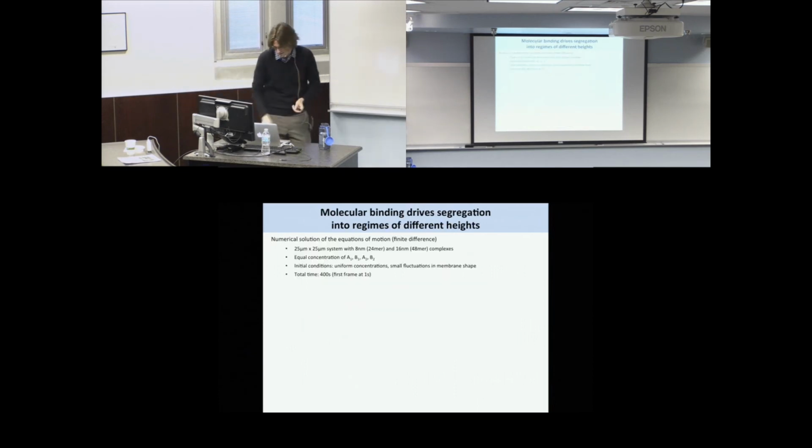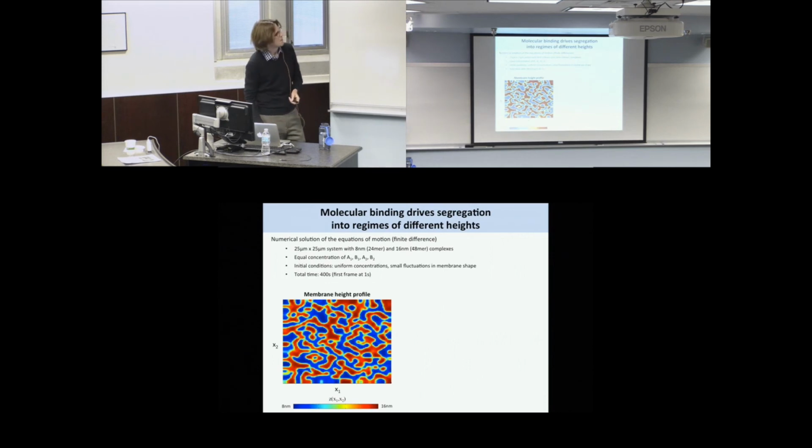So let me actually tell you what we do now. These problems are amenable to analytical theory in some cases, but they're also relatively easy to study with simple numerical methods like finite difference. And so I'm just going to show you a result. I'm going to show you the membrane height profile. This is x1, x2. The color tells you the distance between the two membranes. We have equal concentrations of A1, B1, A2, B2 at initial times. This will show you 400 seconds at physical parameters of what happens. So we have some initial small fluctuations in membrane shape, and we see the following.